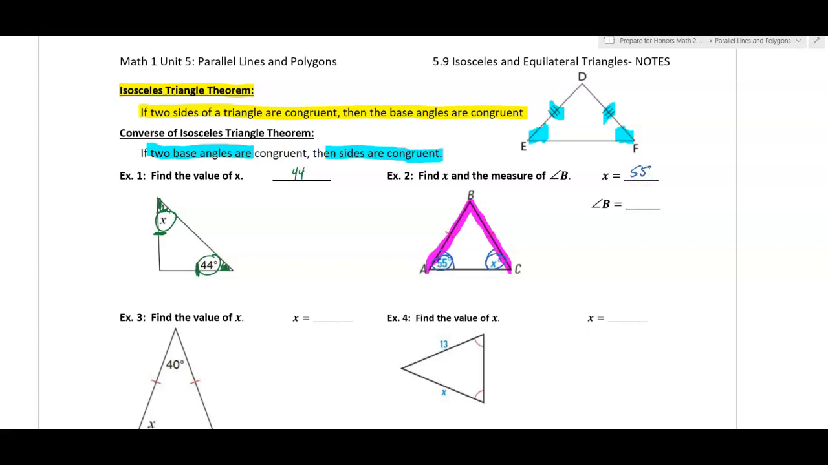But now, how do I find the measure of angle B? Well, think about it. What do all three angles in a triangle have to add up to? 180. So 180 minus 55 minus 55 would give me 70 degrees.